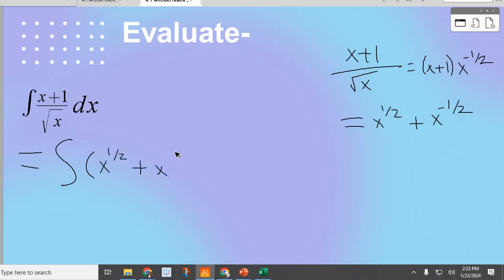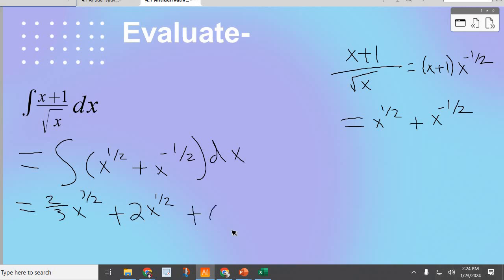Yeah. Okay, so if I add 1 to 1 half, what do we get? 3 halves, and we divide, we get 2/3 x to the 3 halves, plus, if I add 1 to negative 1 half, what do we get? Okay, and then if I divide by that, we get 2. And again, we have to add our plus c.